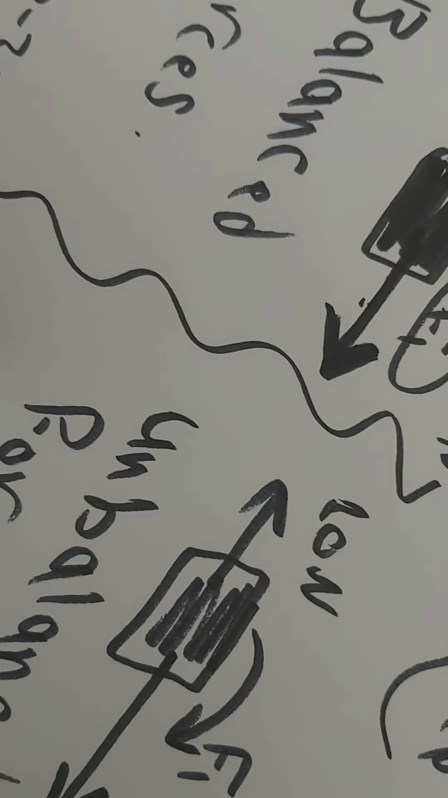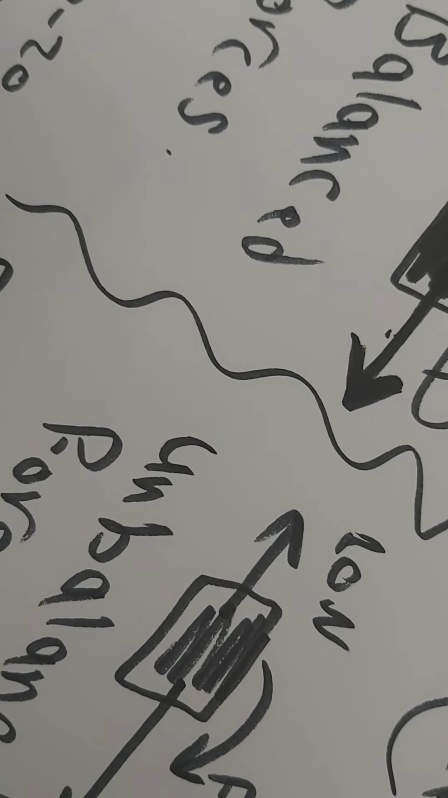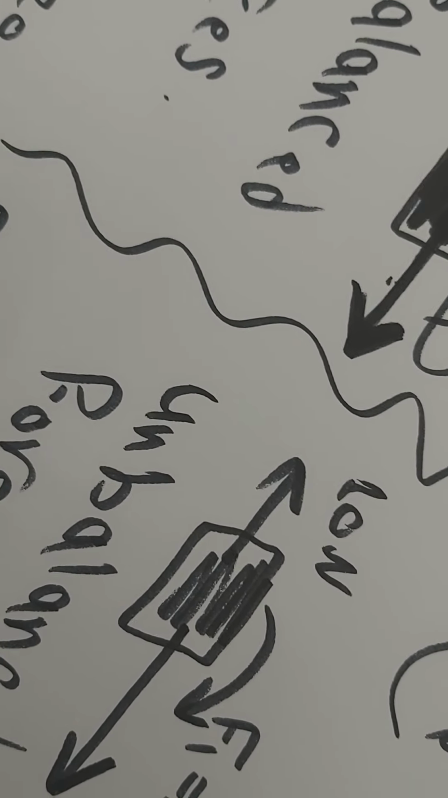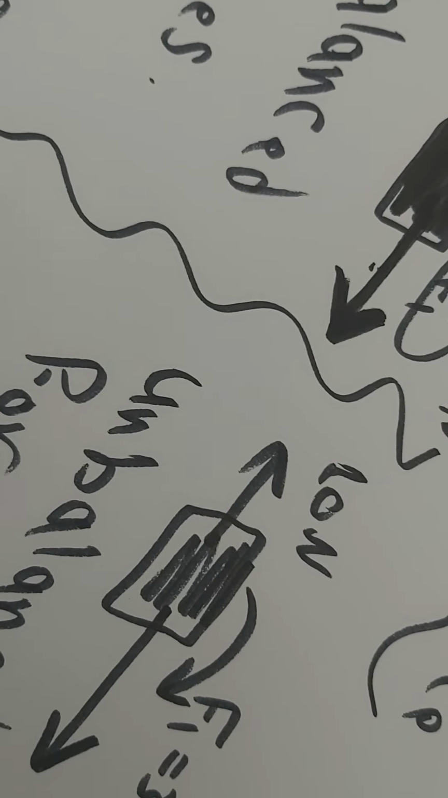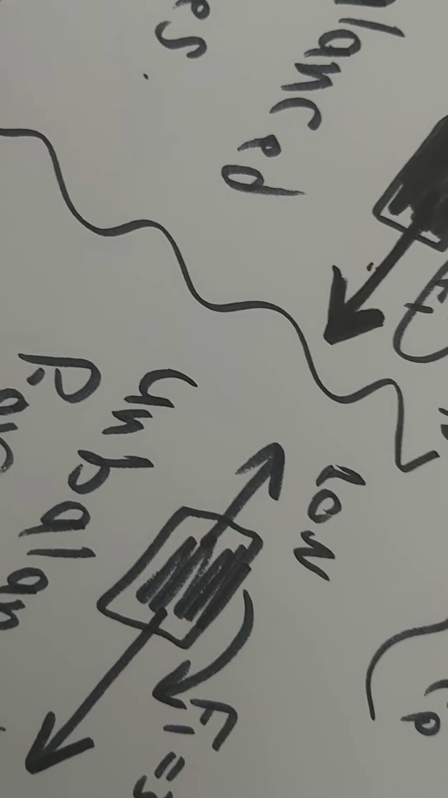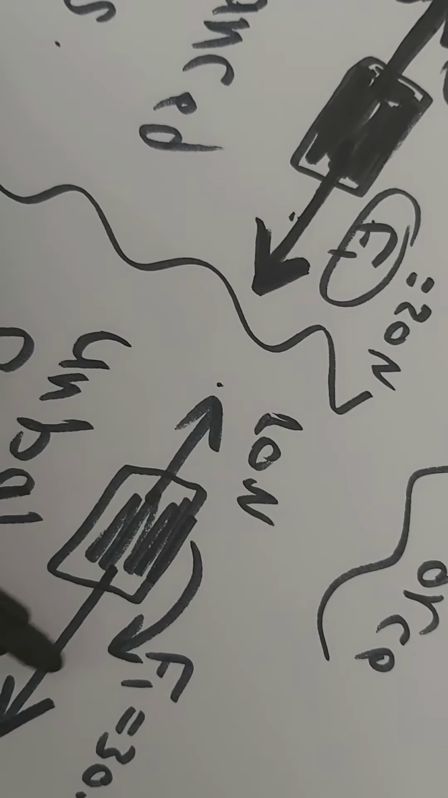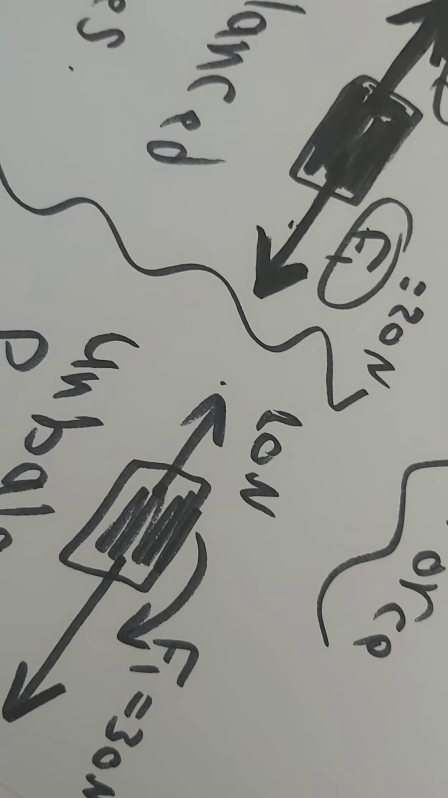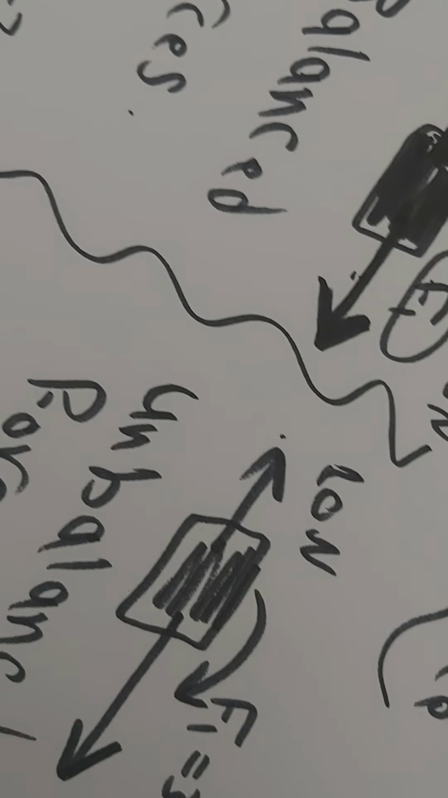So this object will move toward the right. But the F net here equals what? We said if we have opposite direction, you have to subtract. 30 minus 10 equals 20. You put the greater number first, then the smaller number. So the F net here equals 20 Newton, toward the right.